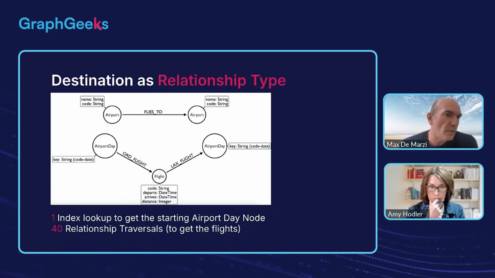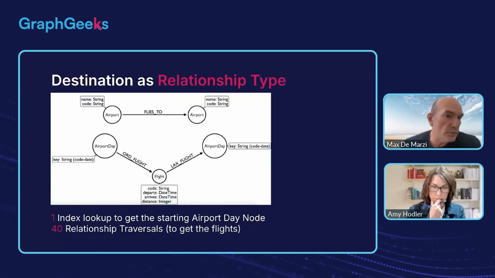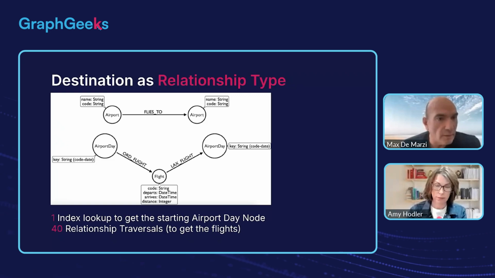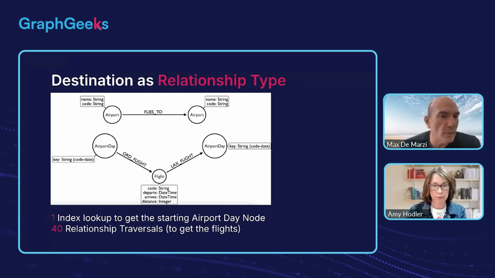We say, all right, we have an airport day, and we're going to use the relationship type of the flight destination of where they're going. So wherever airport they're going to land at from that flight becomes our relationship type. So we know right away from that airport day how many flights are going to ORD, and we don't have to look at any other flights, and we don't have to look at any other days. So now we just do one index lookup, 40 relationship traversals, and we're done, which is pretty nice, right?